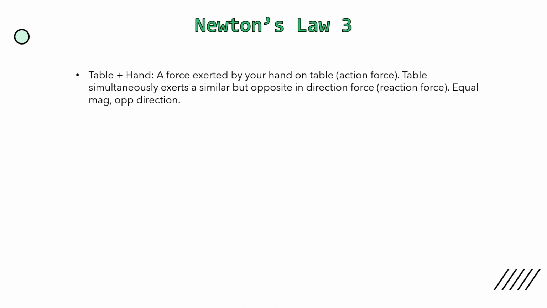This is a very common example, which is the table and the hand, or it could be the wall and the hand. The first thing you need to do when you get a question on Newton's third law is to identify the action force and the reaction force. So, take this example. A force exerted by your hand on the table is your action force. The table exerts a similar but opposite in direction force. That's the reaction force, because you first needed to put your hand on the table for it to exert a force back. So it has an equal magnitude but the opposite direction.